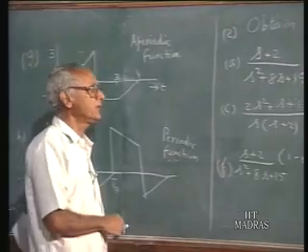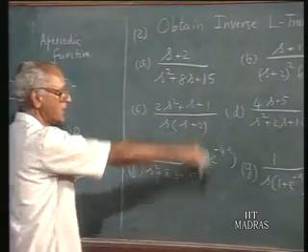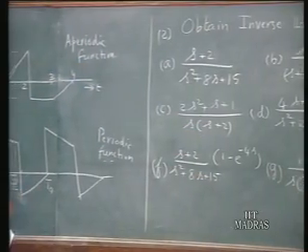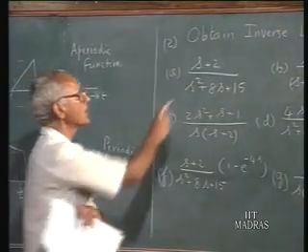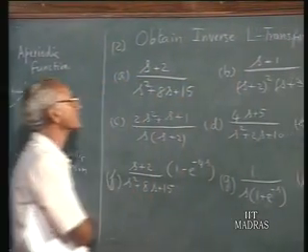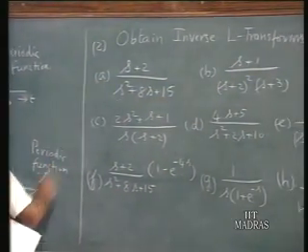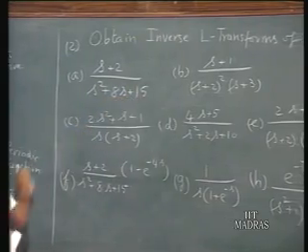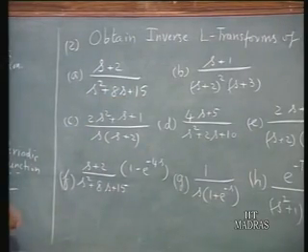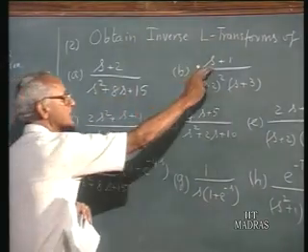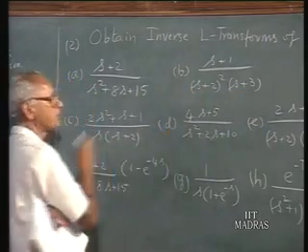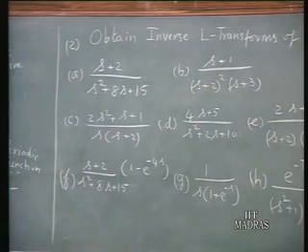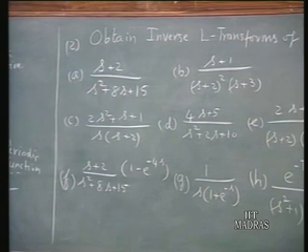As a second example, we have listed here a set of Laplace transforms. Find the time functions to which they correspond. That means find the inverse Laplace transforms of A, s plus 2 over s squared plus 8s plus 15; B, s plus 1 over s plus 2 whole squared times s plus 3. That means there is a repeated pole here. So you have to use the rule for finding out the residues when repeated poles are involved.